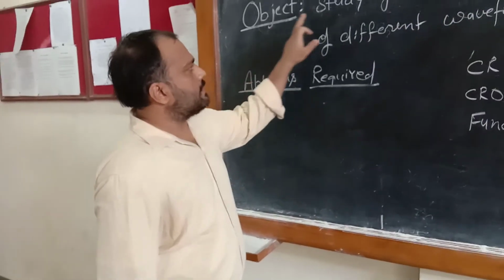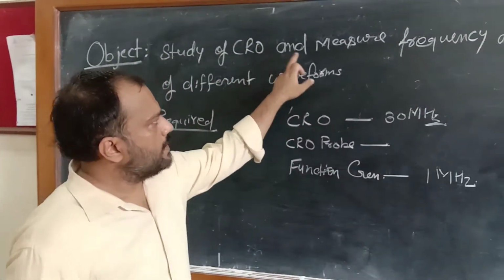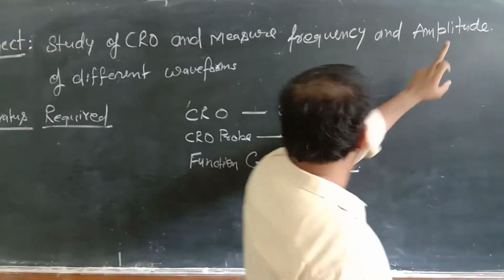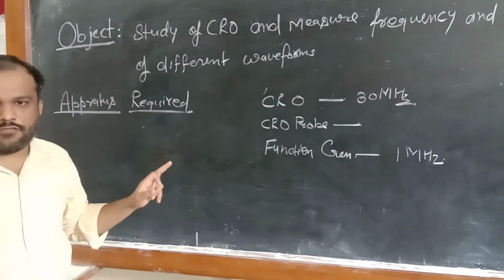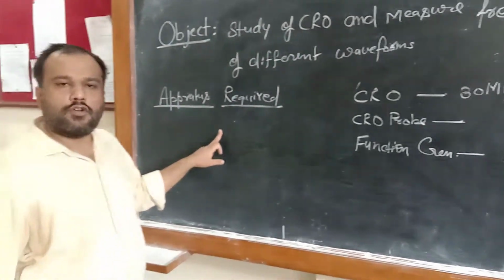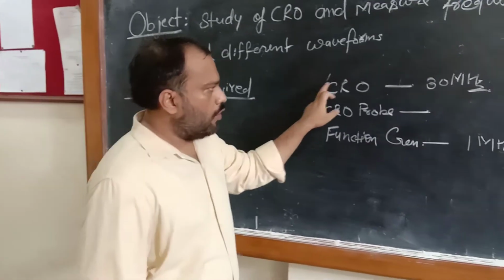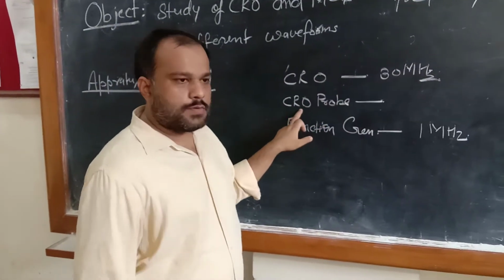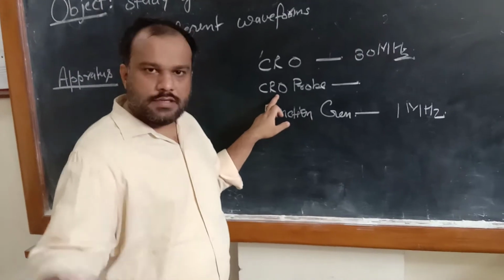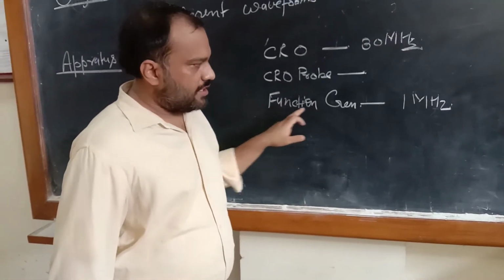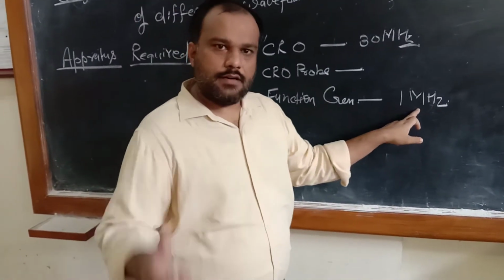Today we will discuss the study of CRO and measurement of frequency and amplitude of different waveforms. For that we need the following apparatus: a CRO of 30 MHz, CRO probes for measuring voltage across the component, and a function generator which is of 1 MHz.